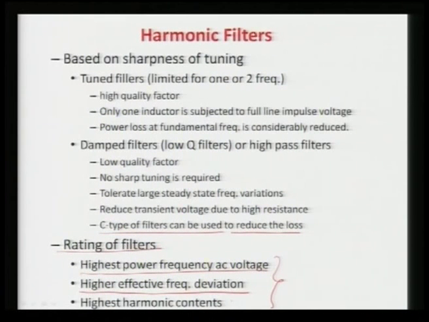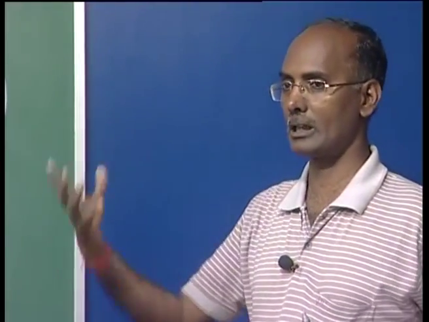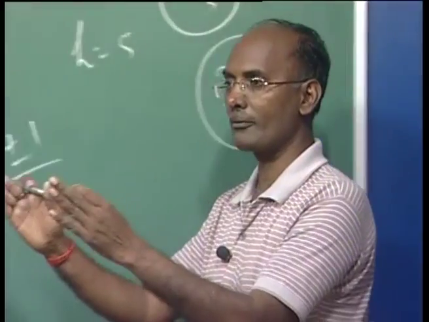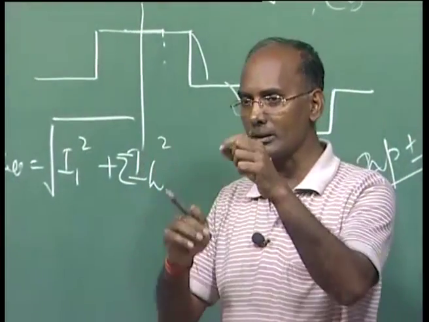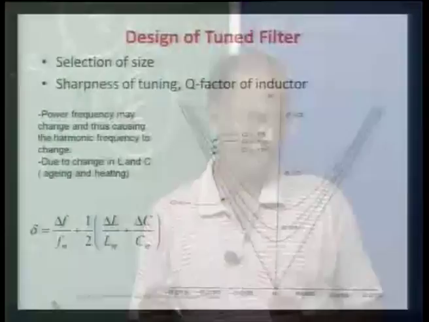And another is the highest harmonic content, meaning the harmonic for which it is designed, whether it is the fifth or seventh. Another criterion is how much reactive power it will provide to the system at the fundamental component, so it is in MVAR. We say this many MVAR, this is a tuned filter for seventh harmonics. That's why I have written that the size of the filter is defined as the reactive power that the filter supplies at the fundamental frequency. Sometimes we say it is a 100 MVAR filter, seventh order, tuned to the seventh, and its reactive power support at the fundamental is 100 MVAR or so.